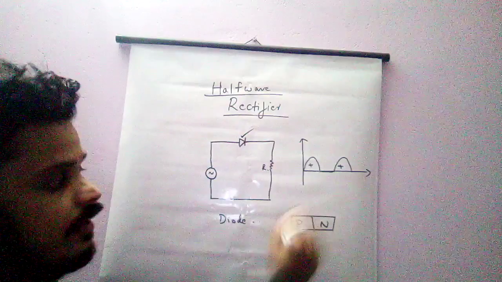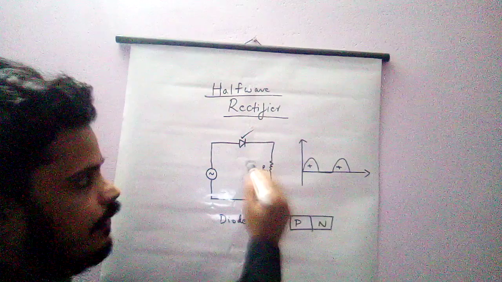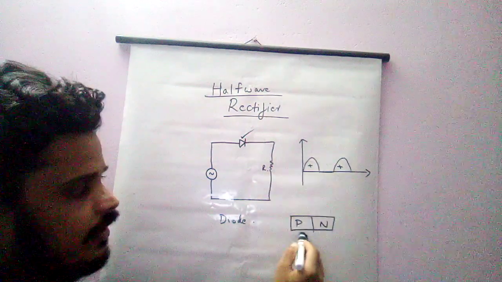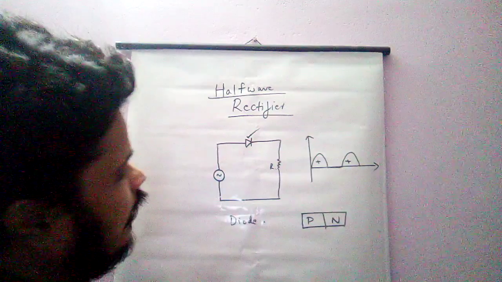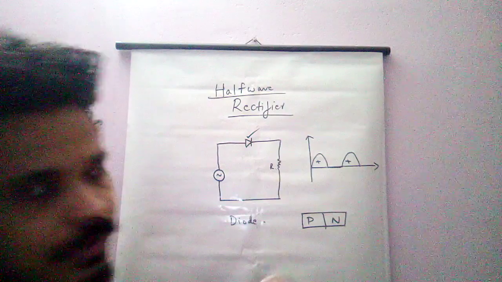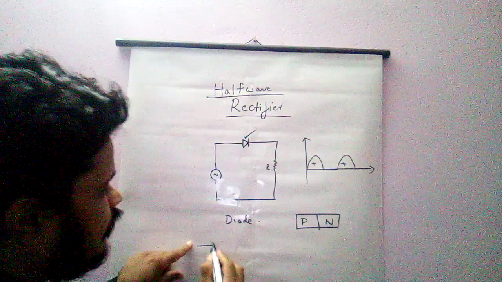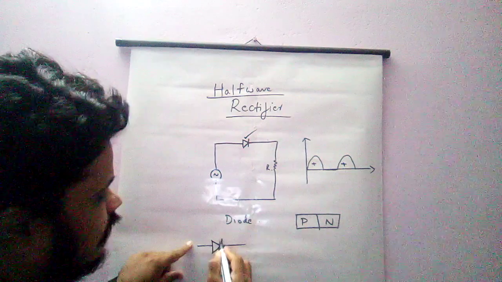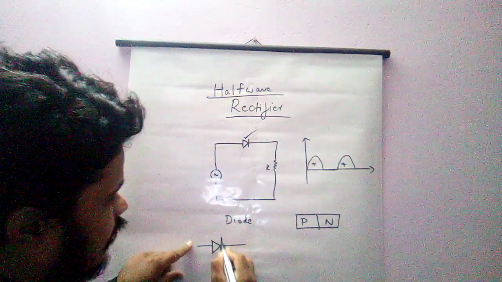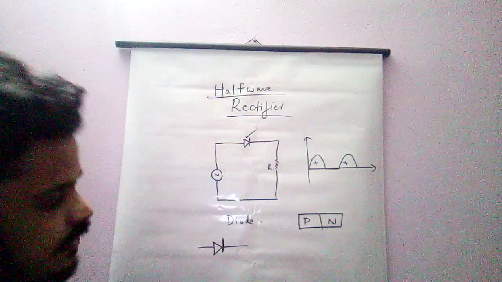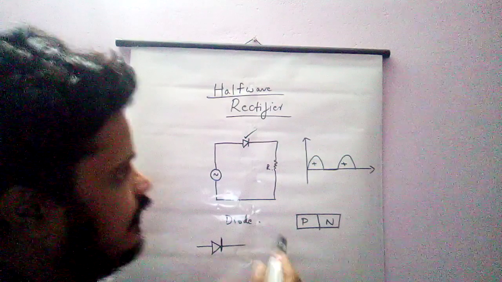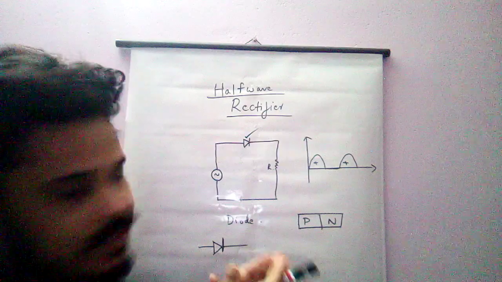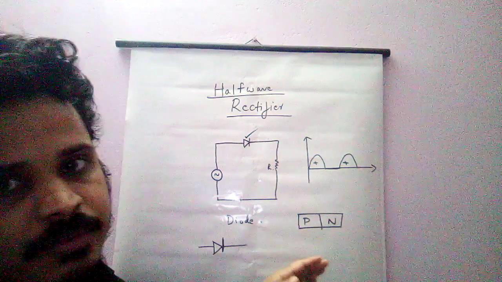This is the internal structure inside the diode, formed by clubbing the p-type and n-type semiconductors. The general symbol for a diode is always represented like this. So I repeat, the diode is always made up of a semiconductor consisting of p-type and n-type semiconductors clubbed together.